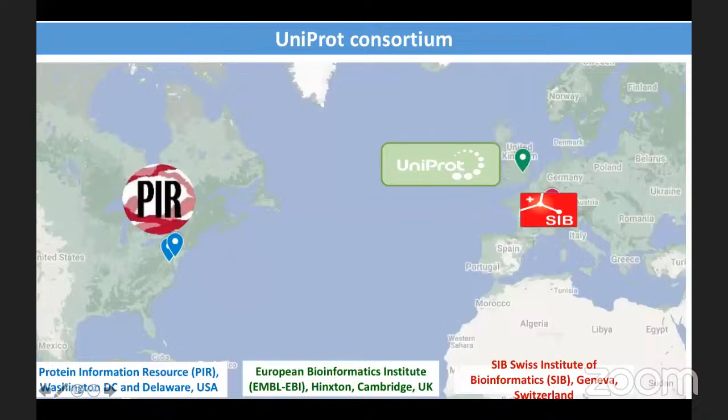Apologies. So UniProt is a consortium. It has three members, which contribute towards it. It is a collaboration between EBI in Cambridge, UK, Protein Information Resource, PIR, in the United States, and the Swiss Institute of Bioinformatics, SIB, in Geneva, Switzerland.